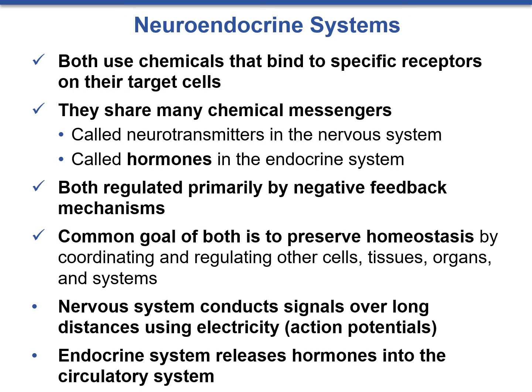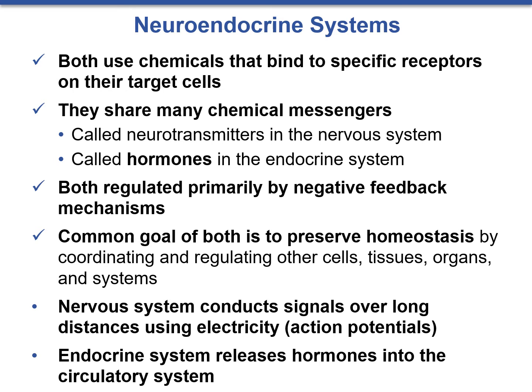Both the nervous system and the endocrine system are regulated primarily by negative feedback, where they make changes to the body based upon the given response or stimulus that they get, that is of an opposite nature to what that stimulus is. The common goal of both is to preserve homeostasis, hence the negative feedback mechanism. It does this by coordinating and regulating other cells, tissues, organs, and systems.